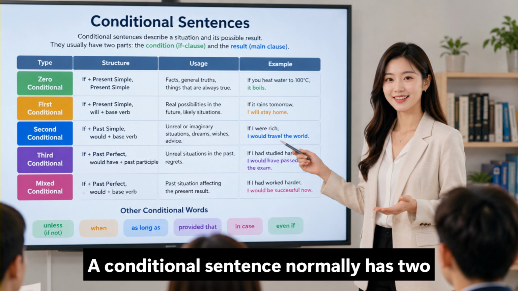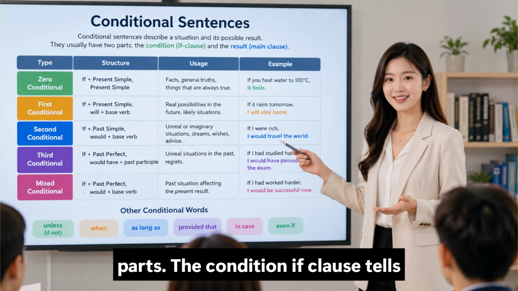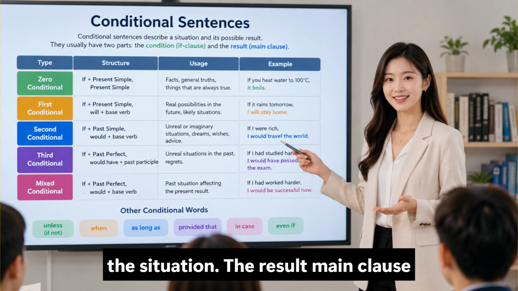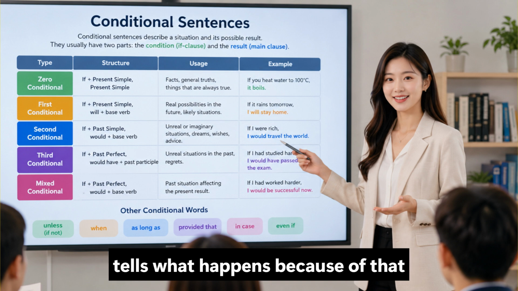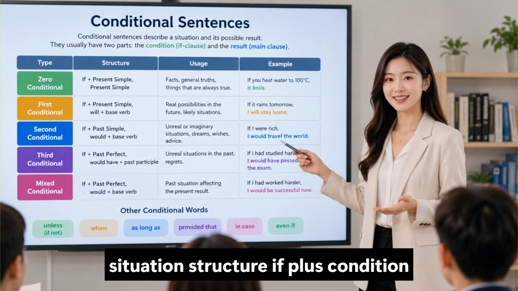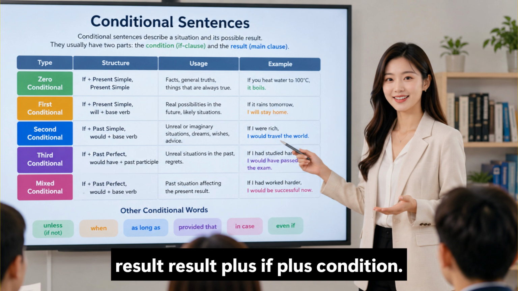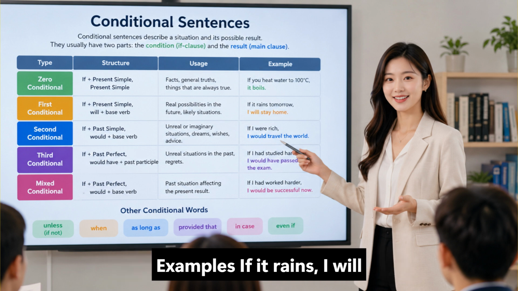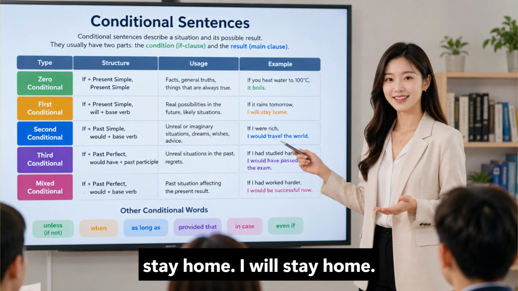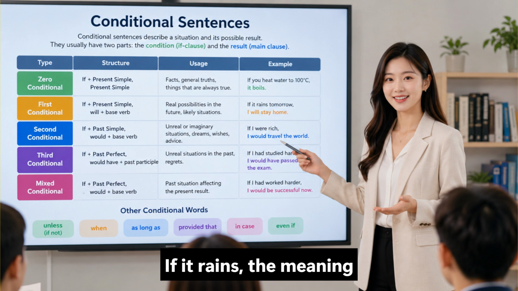A conditional sentence normally has two parts. The condition, the if clause, tells the situation. The result, the main clause, tells what happens because of that situation. Structure: if plus condition, result. Or: result plus if plus condition. Examples: If it rains, I will stay home. I will stay home if it rains. The meaning is the same in both sentences.